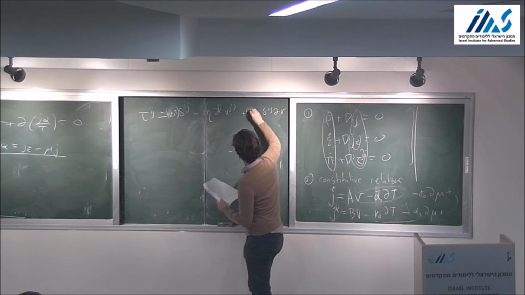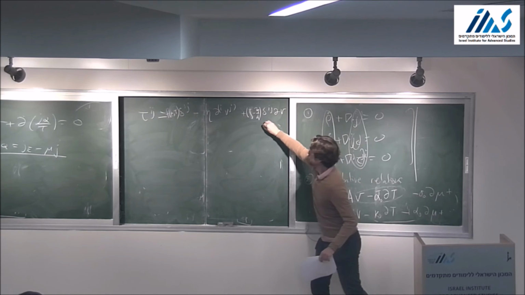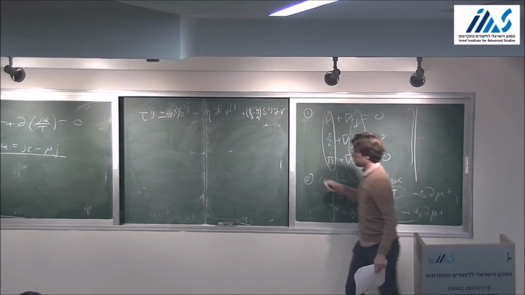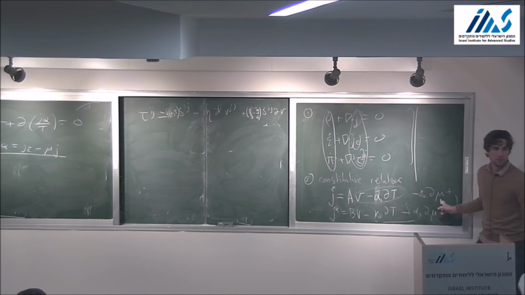And so on. It's the same idea, right? There's a zeroth order term in derivatives. Then there's a first order term in derivatives. And you put whatever you can put. It's just fixed by what you can write in terms of these v, t, and mu.